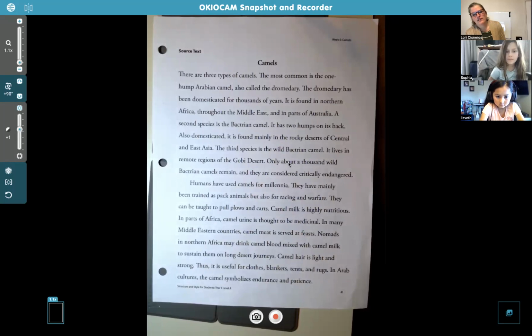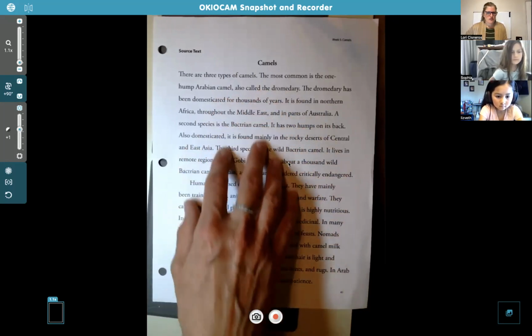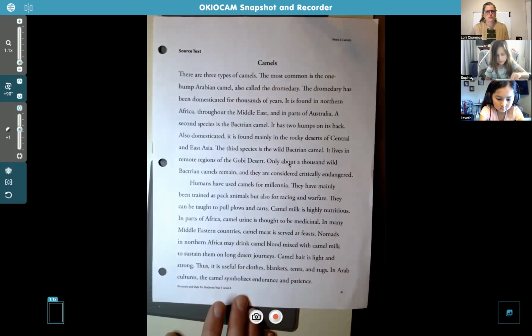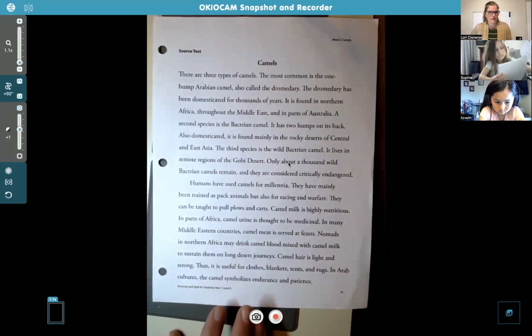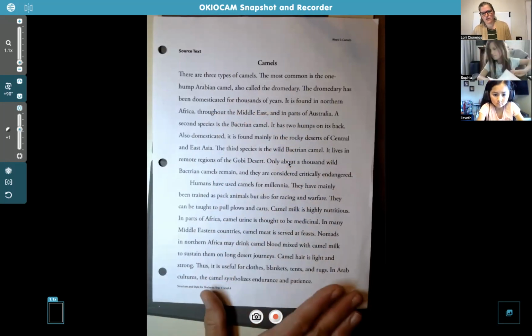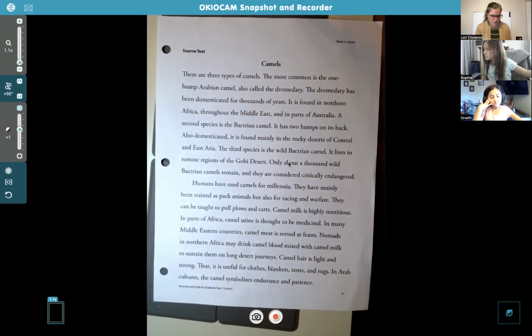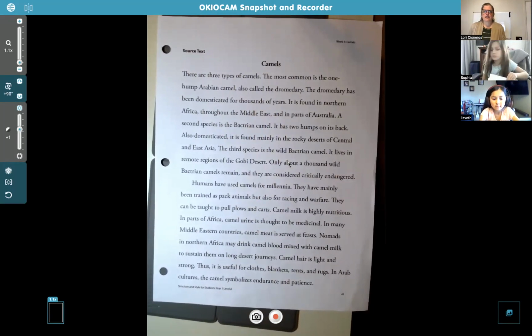Okay, so we're going to move on. We're talking about camels today. And this is an interesting article about camels. It's got facts in it. When you read information about an animal or a person and it's real information, those are called facts. So we're going to learn about some real things about camels. This one is not going to necessarily teach us a lesson. It's more about information.